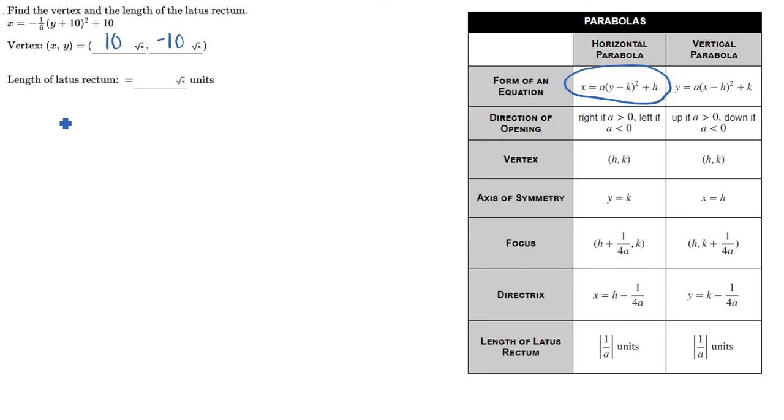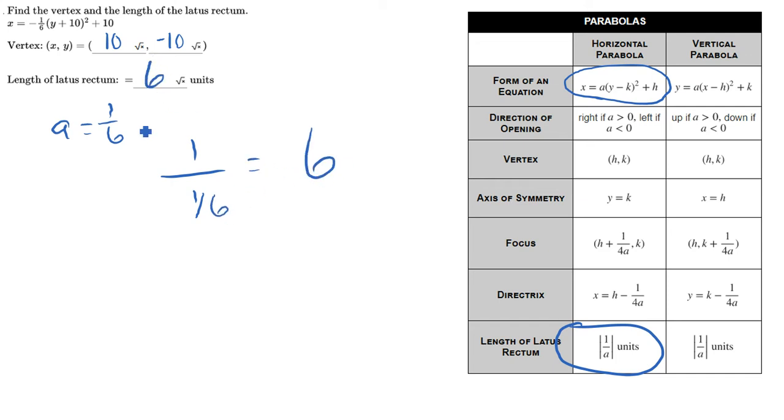And the latus rectum, again, we're going to come down here, so 1 over a. A is 1/6, and this one is negative, but we're doing absolute value, so we don't have to worry about that. So 1 divided by 1/6 equals 6. So my length is 6 units, and we're good to go.